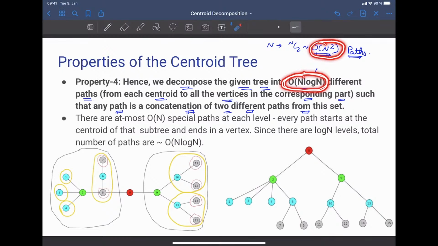And this is where the true power of centroid decomposition comes into play. You often have questions where you want to answer queries on paths, or you want to do some processing on paths, and there can be n square paths in the tree. But any path among these n square paths can be represented as a concatenation of two different paths from these n log n paths that we have processed. And this is where the true beauty of the centroid tree comes into play. Okay.